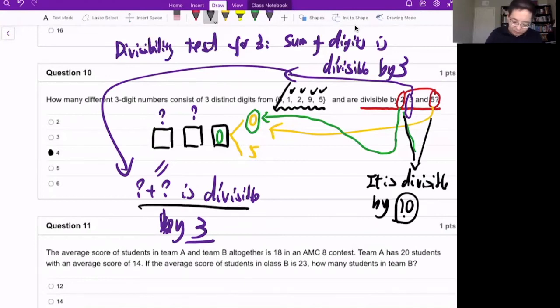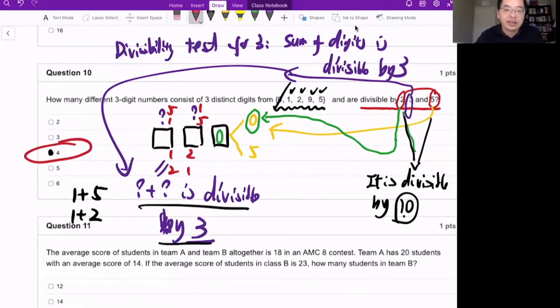Now, in order to be divisible by 3, we have 2 different combinations. Either it's 1 plus 5, or it's 1 plus 2. And also we can switch the order, so in total we get either 5, 1, 1, 5, or 1, 2, 2, 1. So put together, in total we have 4 different such 3-digit numbers.